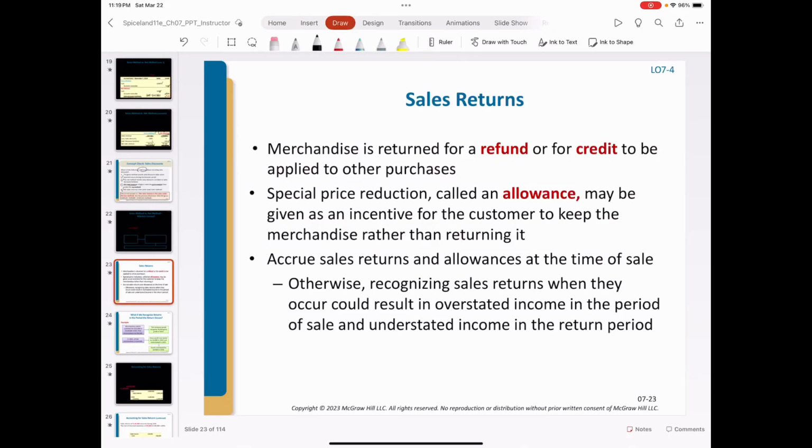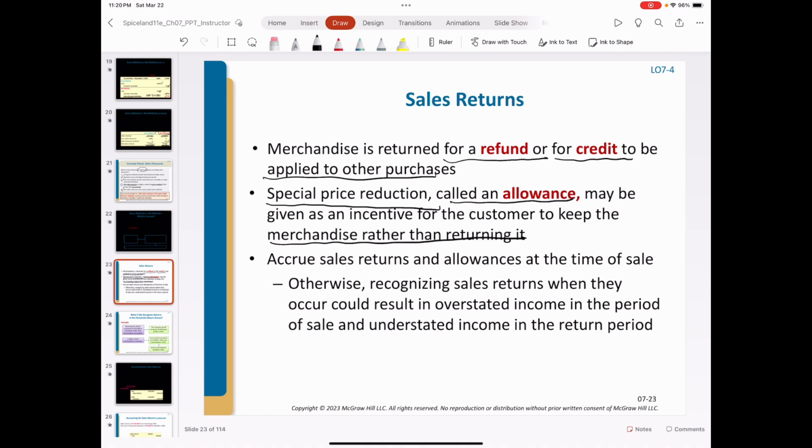Another consideration for the sales is sales return. If the merchandise is returned, the customer will get a refund or store credit that can be applied to other purchases. The seller may provide a special price reduction called allowance. This is similar to price matching. The price matching actually is to encourage the customer to keep the product instead of returning it.